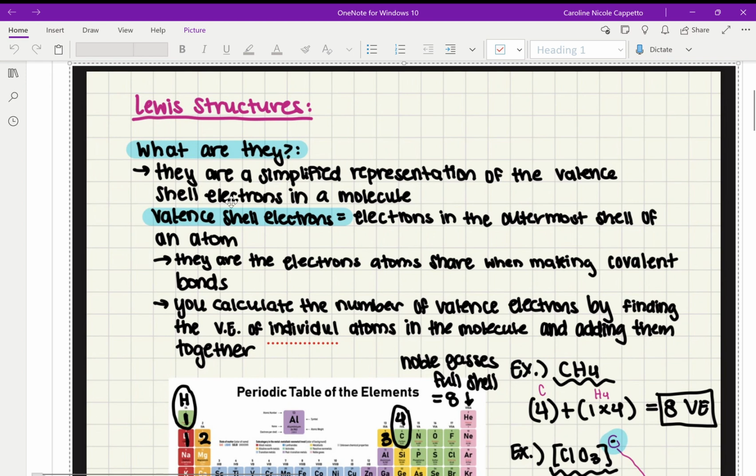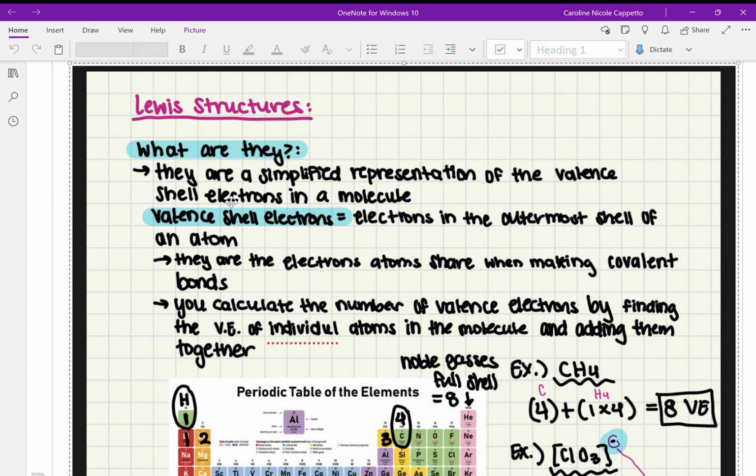So, Lewis structures, what are they? They're a simplified representation of valence shell electrons in a molecule. And valence shell electrons are the electrons in the outermost shell of an atom, and they're the electrons that atoms share when making covalent bonds.